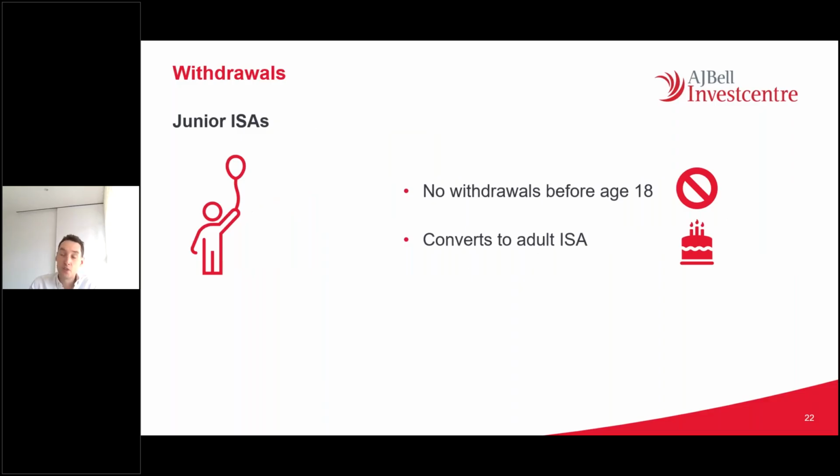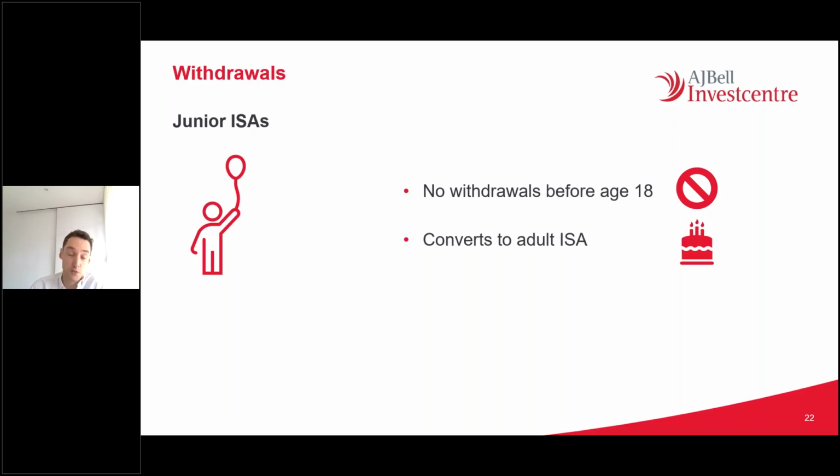Looking at the junior account, this is pretty straightforward. As I said before, you can't do a withdrawal from a junior ISA. So while it's in a junior ISA state, before age 18, there's no option to make a withdrawal. The terminal illness and the death rules do apply, which makes sense and is consistent. But outside of that, you can't withdraw funds from a junior ISA at all.